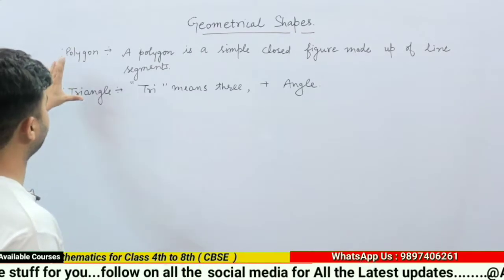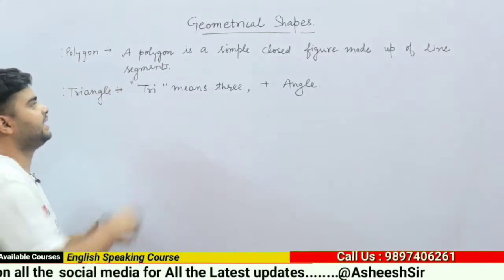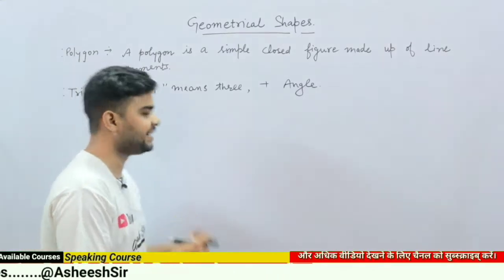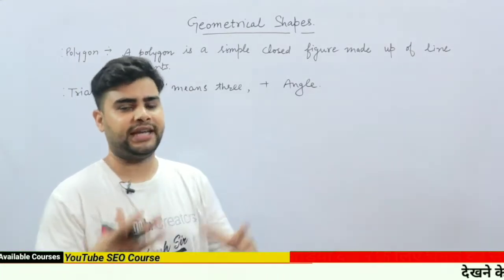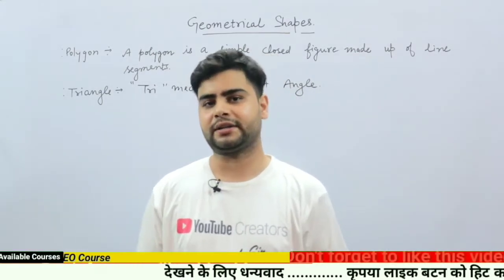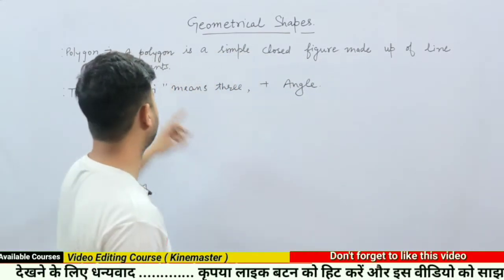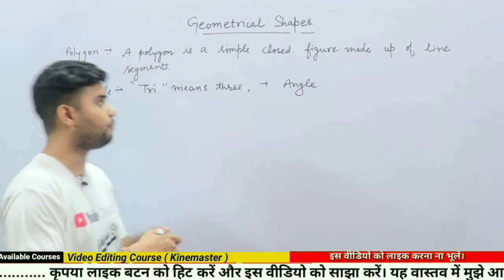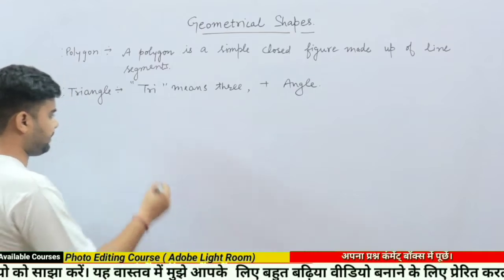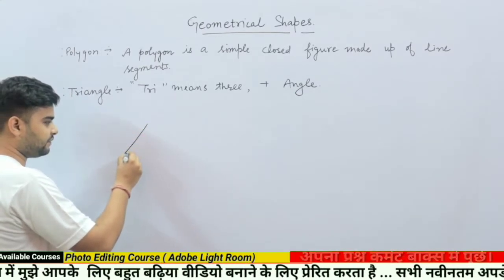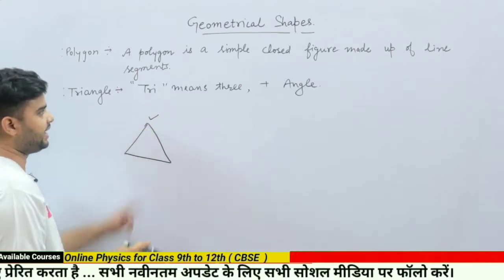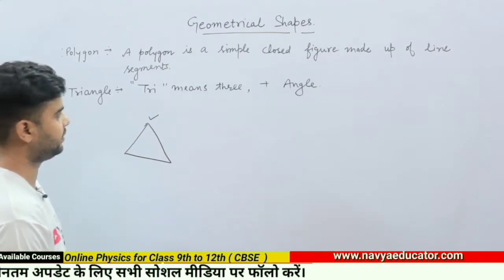First of all, we will learn about a polygon. A polygon is a simple closed figure made up of line segments. In our previous classes I have already told you what lines are. In this video I am telling you about polygons. So a polygon is a simple closed figure made up of lines. For example, if 1, 2, 3 lines are here, then this is a polygon and this is a simple closed figure, right?